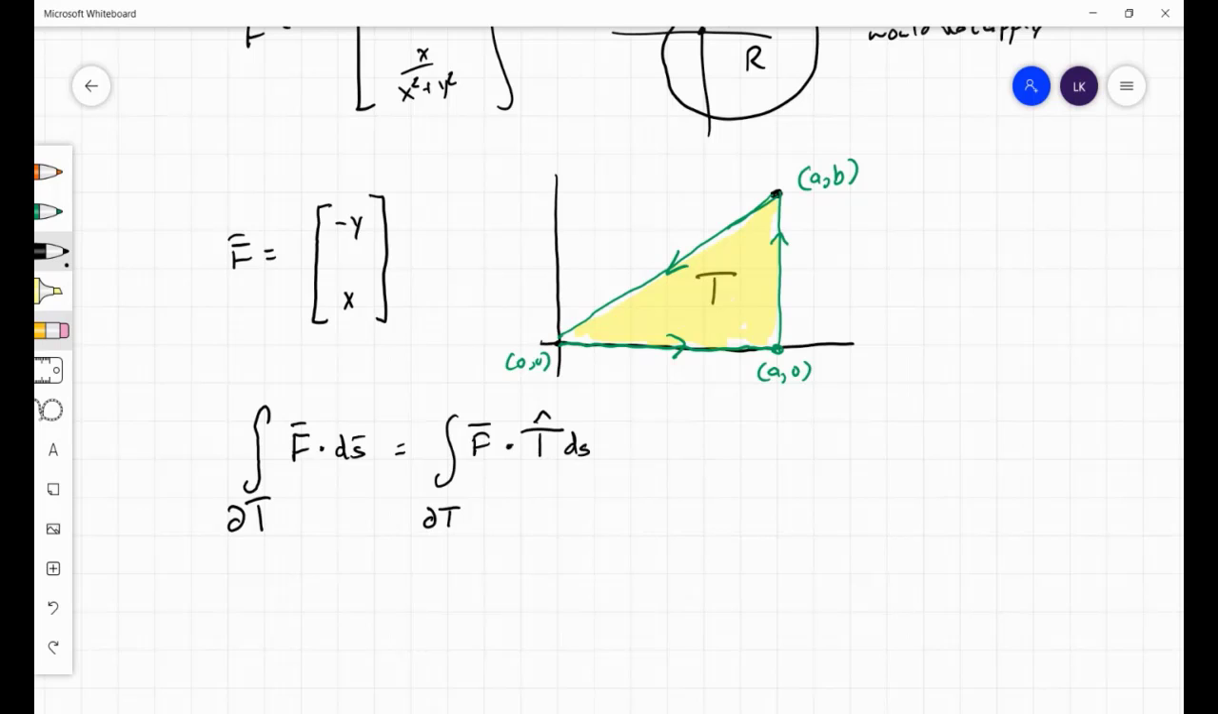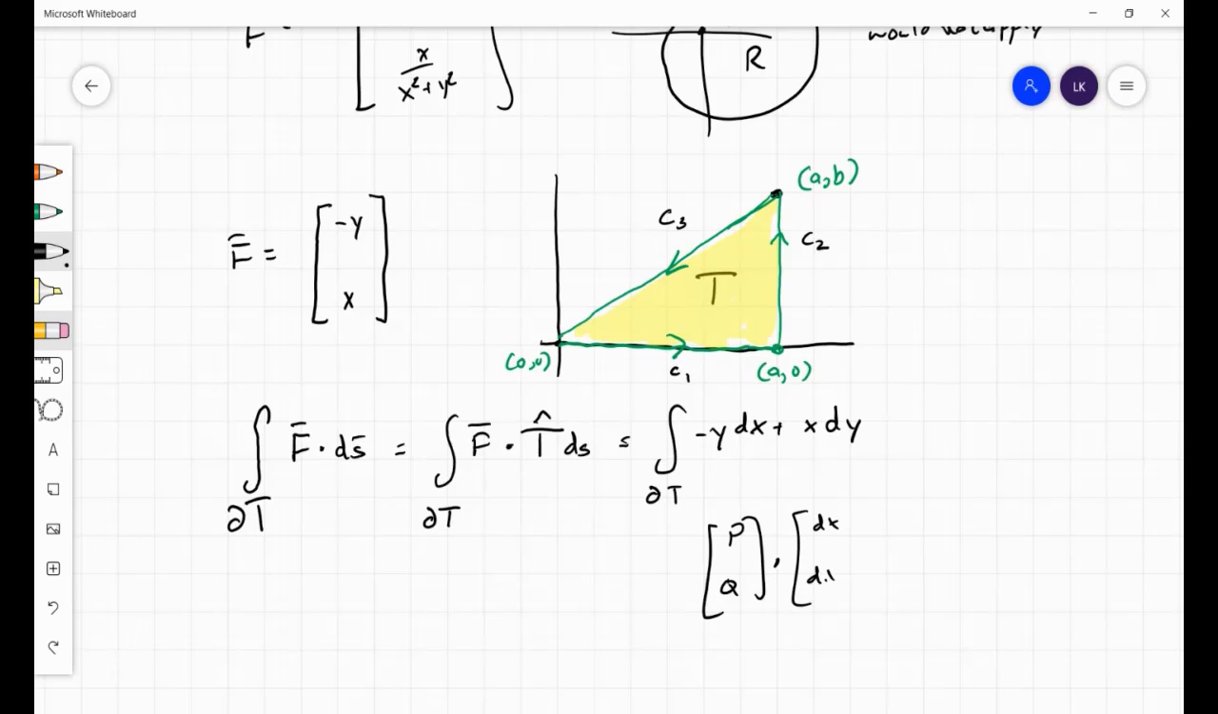Now, we could do this integral for sure. It's not that hard to parametrize the three sides of this triangle and actually do this work integral directly. But we could also apply Green's theorem, because this is negative y dx plus x dy, right? So your vector field has two components, and this ds, you can think of it as dx dy. And when you take the dot product, you just get the work integral written in the differential form.